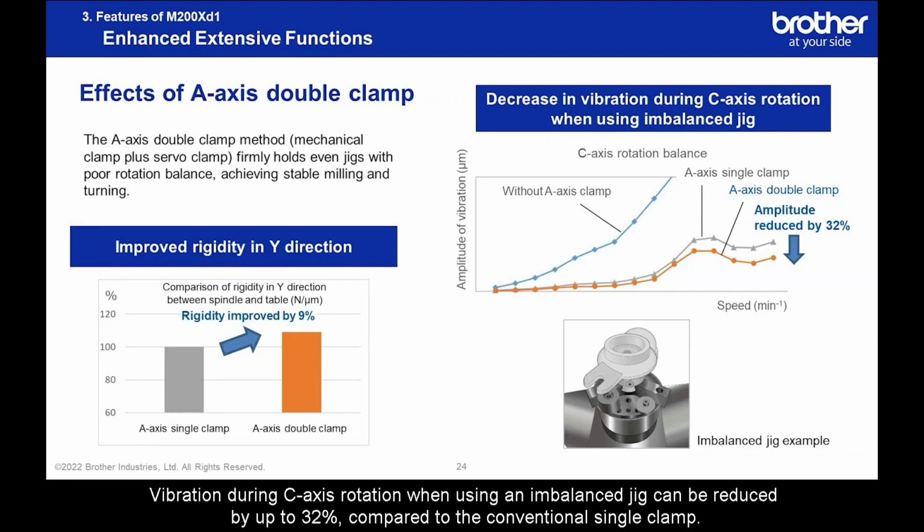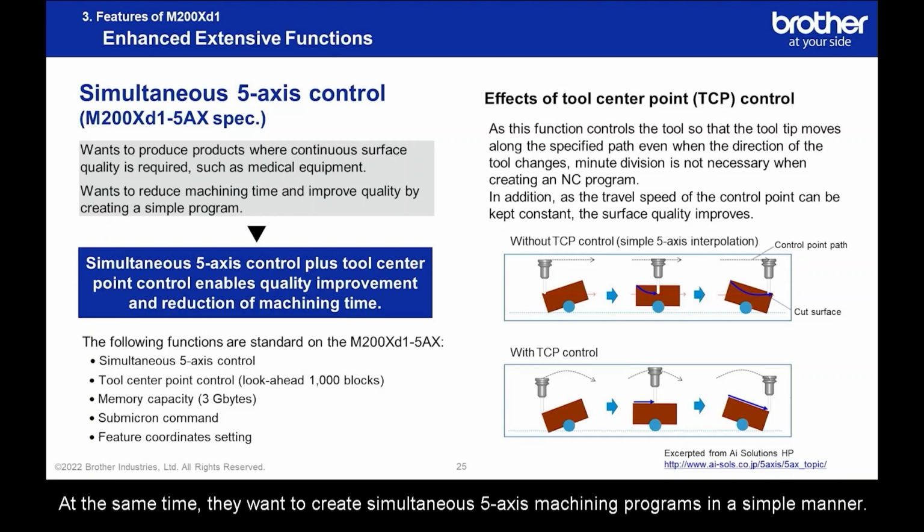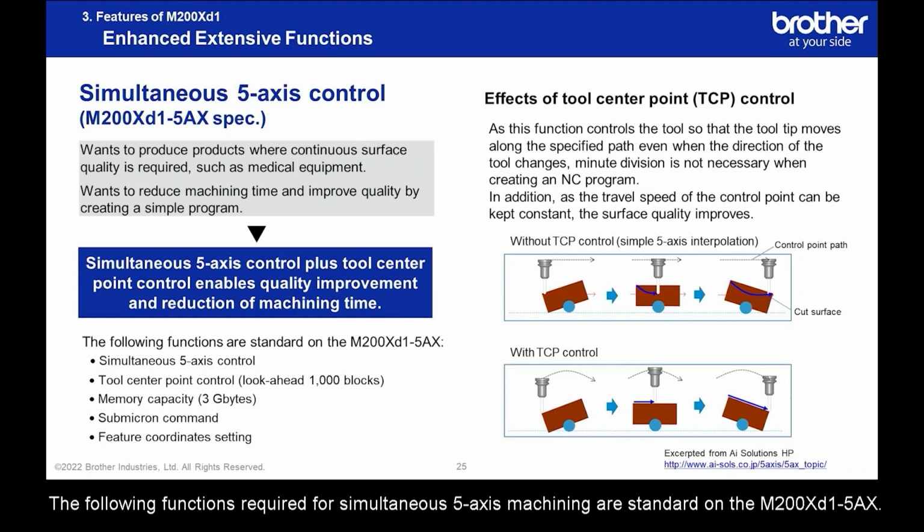Some customers want to create uniform three-dimensional free-form surfaces in medical parts machining, such as an artificial bone. At the same time, they want to create simultaneous 5-axis machining programs in a simple manner. In response to these requirements, machining quality can now be improved by simultaneous 5-axis control and tool center point control. The following functions required for simultaneous 5-axis machining are standard on the M200Xd1, 5AX.